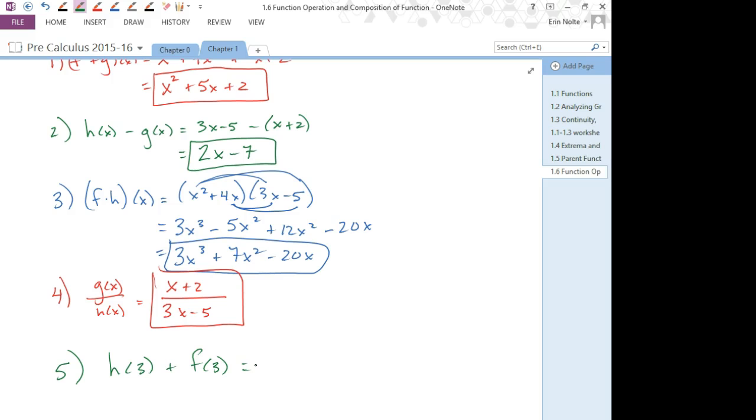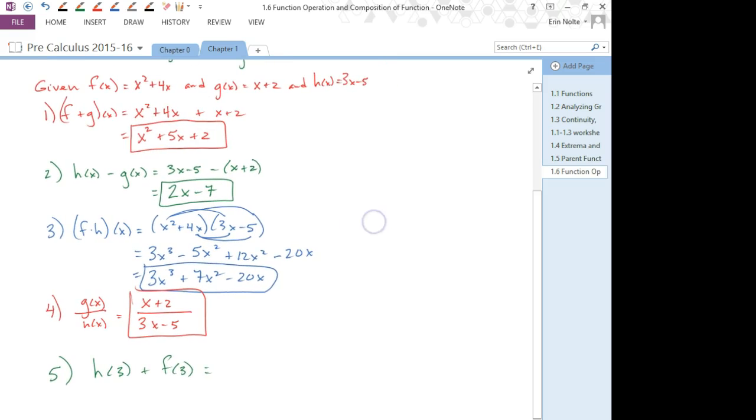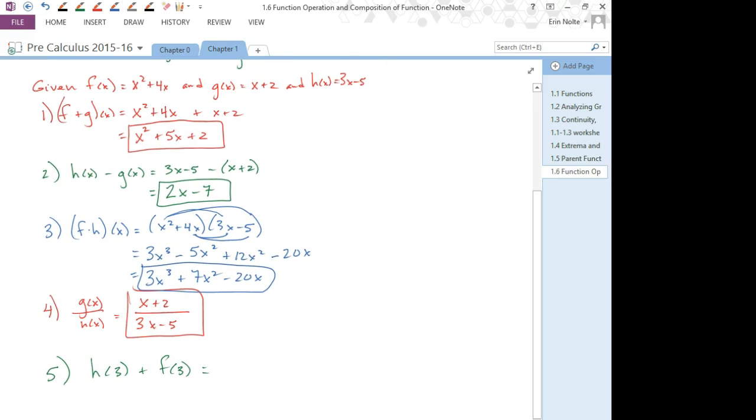Okay, so sometimes it's easier to just do this kind of mentally. If I go up to the original h of x and plug 3 into that, I have 3 times 3 minus 5. What's 3 times 3 minus 5? 4. Everybody get a 4? So I could go 4 plus, and then if I plugged 3 into the f, that would be 9 plus 12, 21. Then I just add those two together, and you get 25.